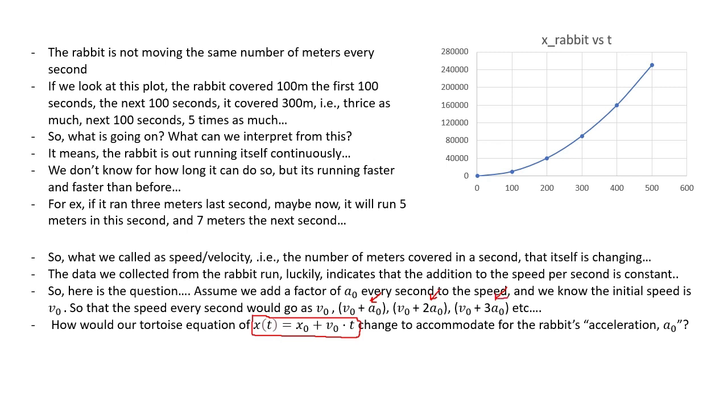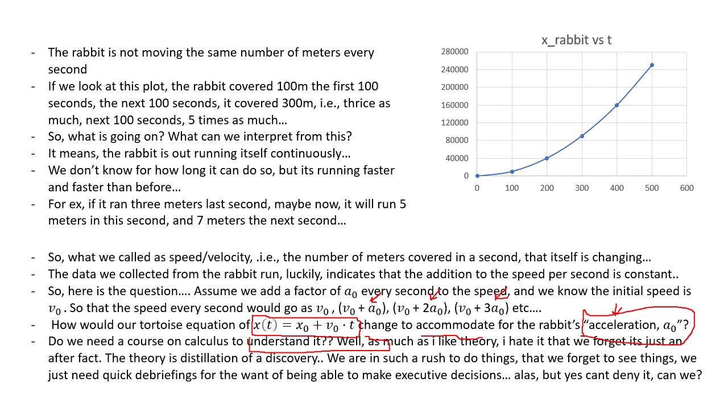Now, how can we change or adapt our earlier equation that we derived for the tortoise to accommodate the changes for this rabbit's acceleration? What we were looking at, the additional factor that is getting added to the speed in every interval of time, that in technical terms is called acceleration, the rate at which the velocity is changing. So how can we do that?